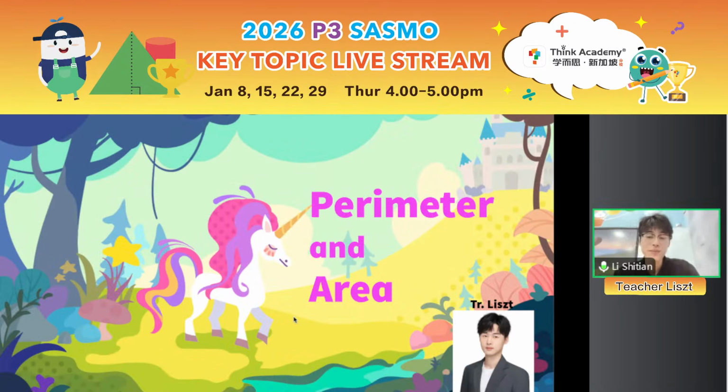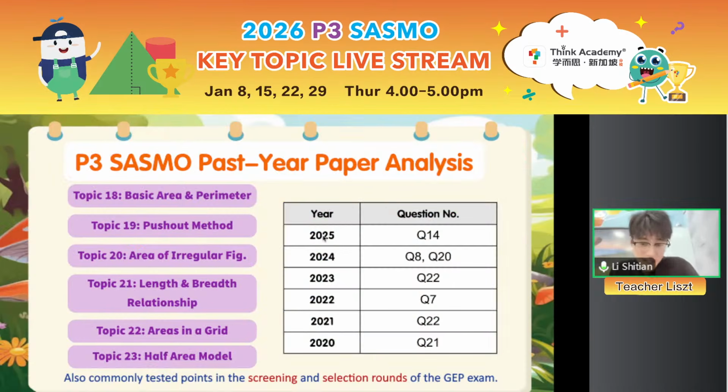So let's go. Back to today's course. Today's topic is called the parameter and area. Why do I need to teach you the parameter and area? Let's see. In the past 6 years, from 2020 to 2025, every Sasmo has contained the topic of area and parameter. Which means it is very, very important. If you can learn today's topic perfectly, you can probably get a good score in Sasmo.